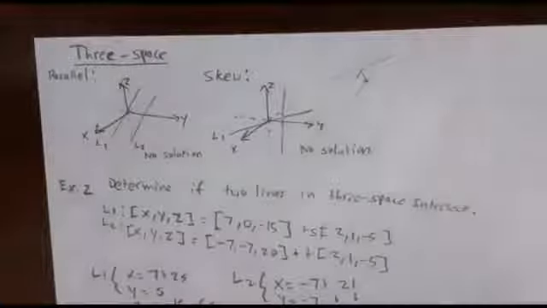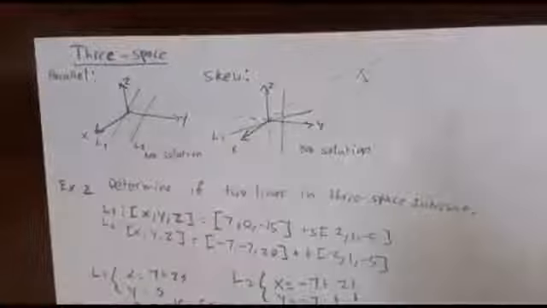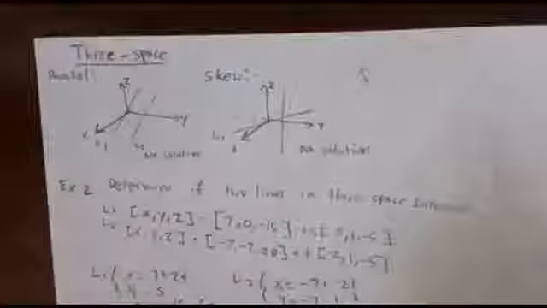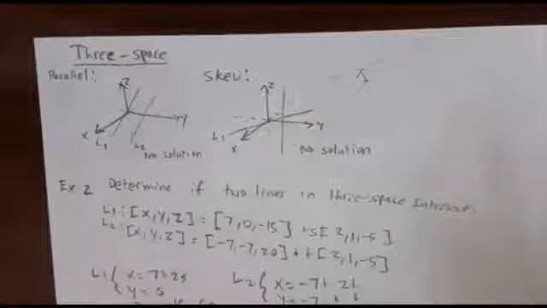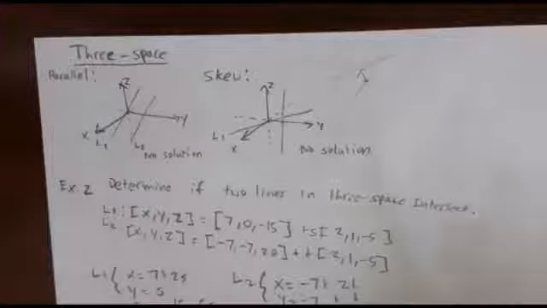Now, moving on to 3-space, it follows the same concept really. When there's one solution, the lines intersect. When there's infinite solutions, the lines are coincidental. And when they're parallel, there's no solution. But there's a fourth option, which is when the lines are skew, and that's when they're not parallel and they do not intersect. But that also yields no solution.